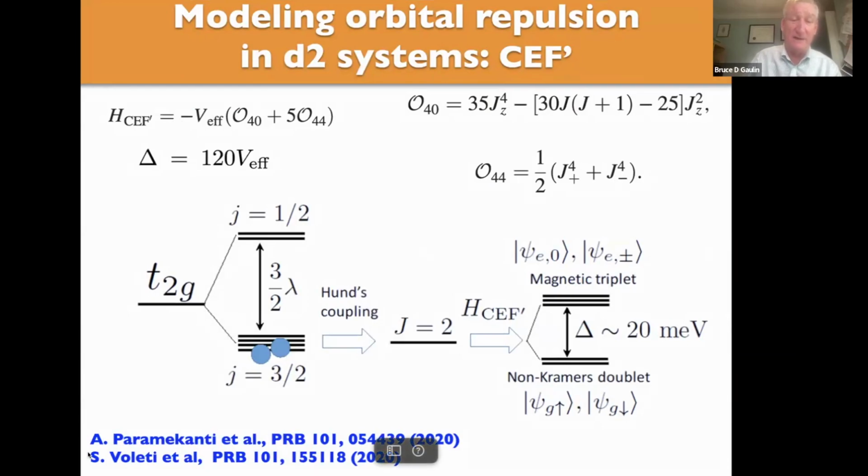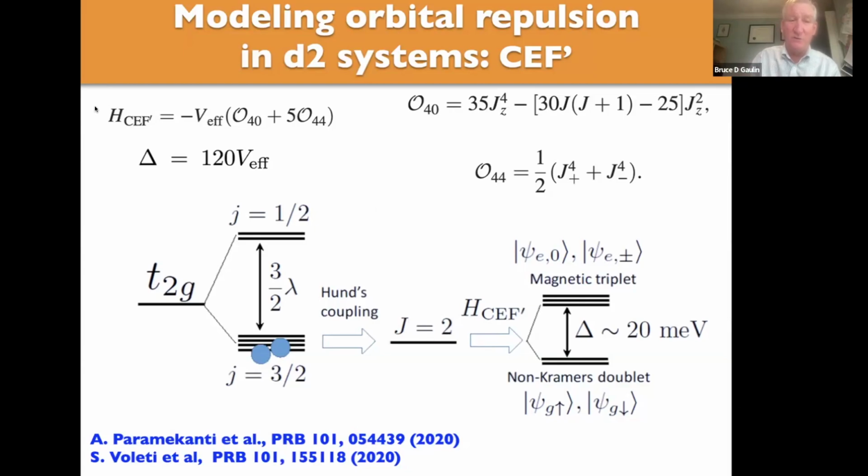But then we got together with Aaron Paramakanti, who's sort of a neighbor at Toronto, and he really came up with this scheme, which the first part of the scheme is completely consistent with what I've already told you. You have this J equals 2 degree of freedom from the two d electrons, and that will give you a 5-fold degeneracy. So once you've got J equals 2, it's almost like you're going back to the beginning of the problem where you have 5 degenerate orbitals before you apply any other perturbations.